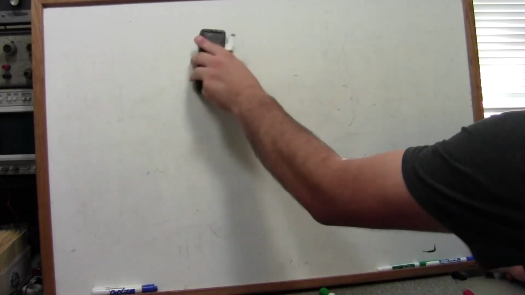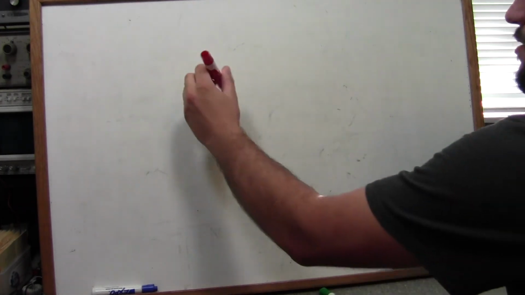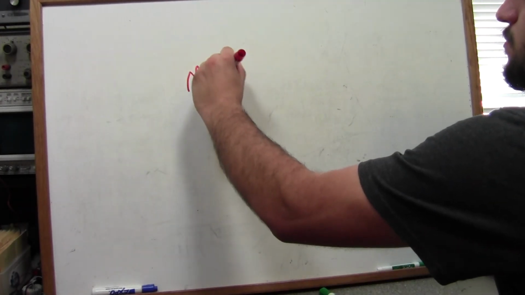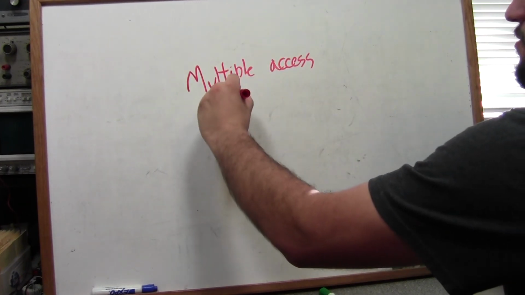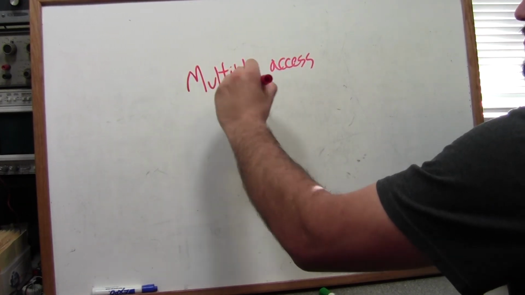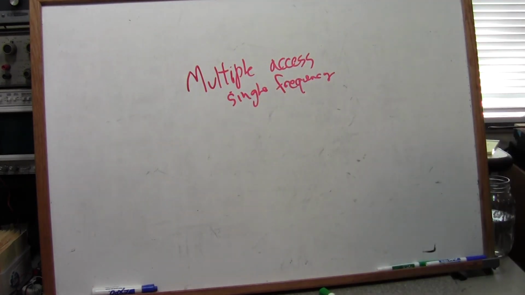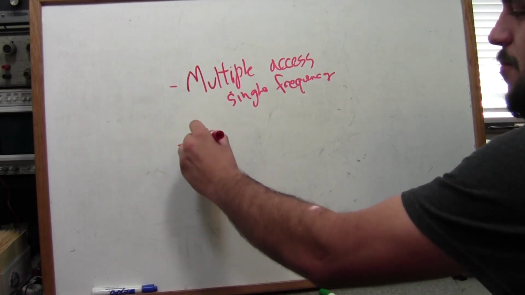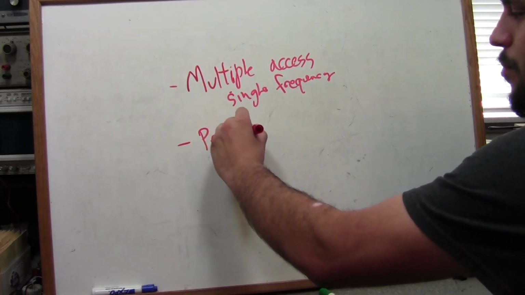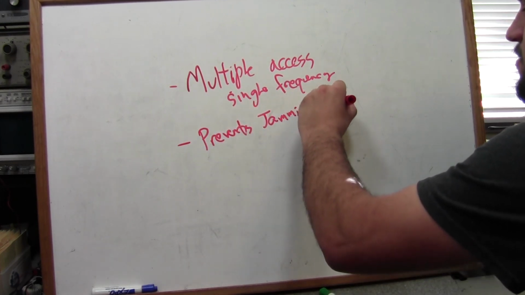So, to review CDMA and list off a few of the other big advantages of it, CDMA is really good at allowing multiple access to a single frequency. That isn't the only one. There's also the fact that it prevents jamming and interference.